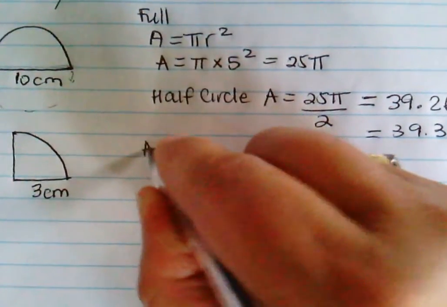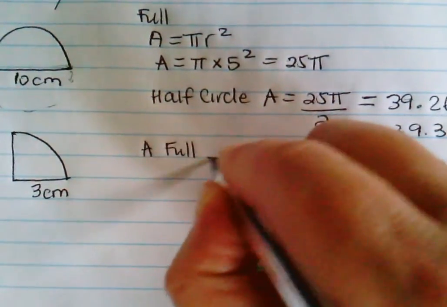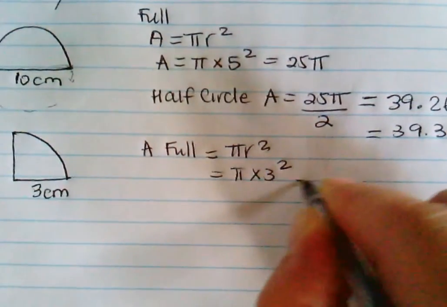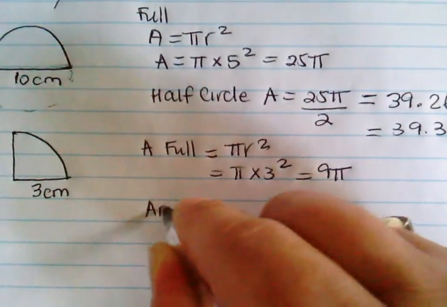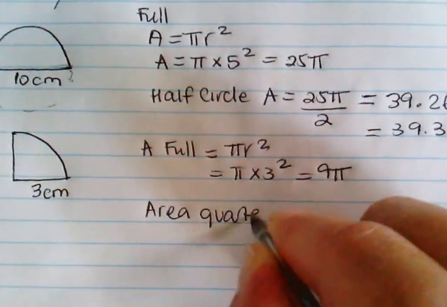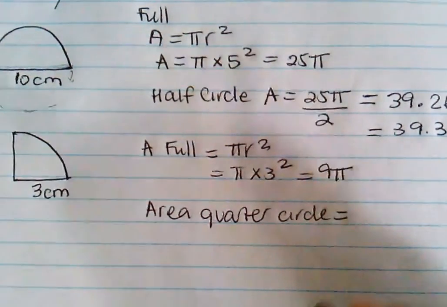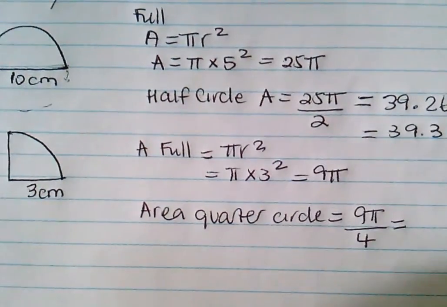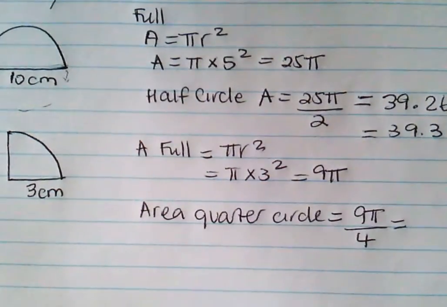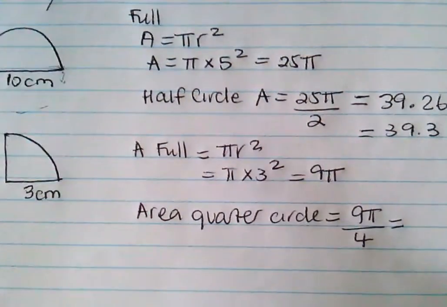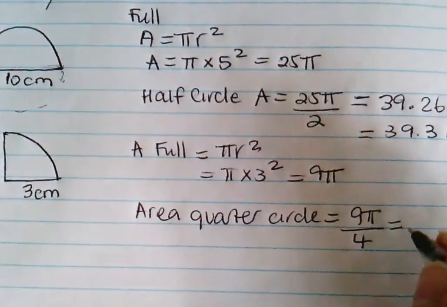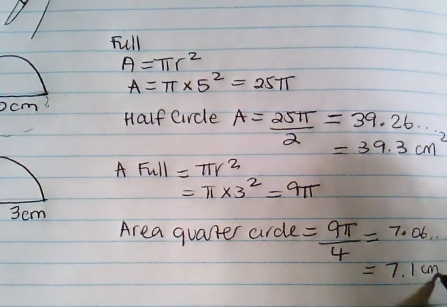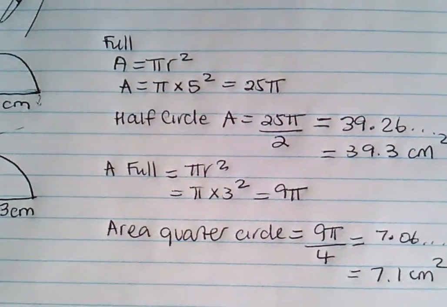Area of this: the area of a full circle is pi r squared, which is pi times 3 squared, which is 9 pi. Area of the quarter circle is what? What do you do? Quarter of a circle, what do you do? 9 pi divided by 4. Girls, you can do it all in one step. I don't mind. Pi r squared over 4, what do we get? So it's 7.06, which is 7.1 centimetres squared to 1 decimal place.